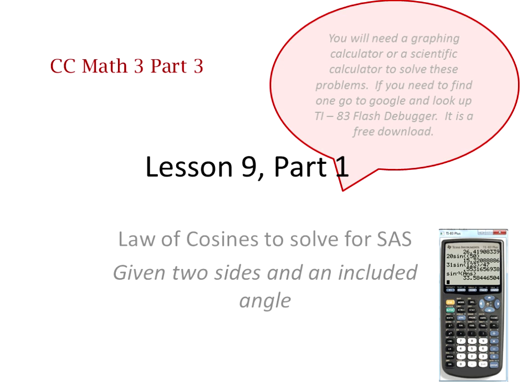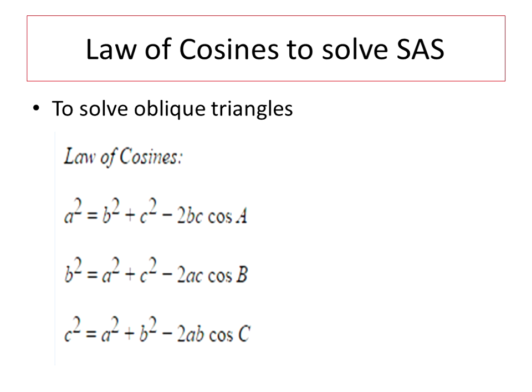So there are two parts to this lesson. Since this has a lot of dense content, I thought this might help some of you with just breaking down the steps. We are going to use the law of cosines to solve for side, angle, side. So if we were given two sides of a triangle and an included angle, we would use the law of cosines to help us solve.